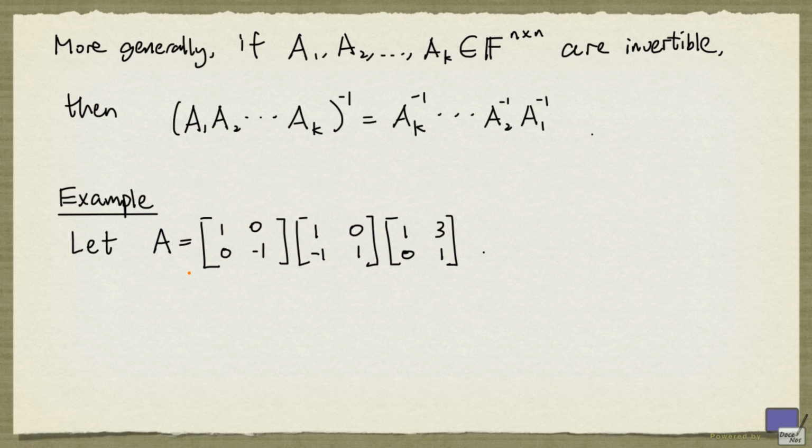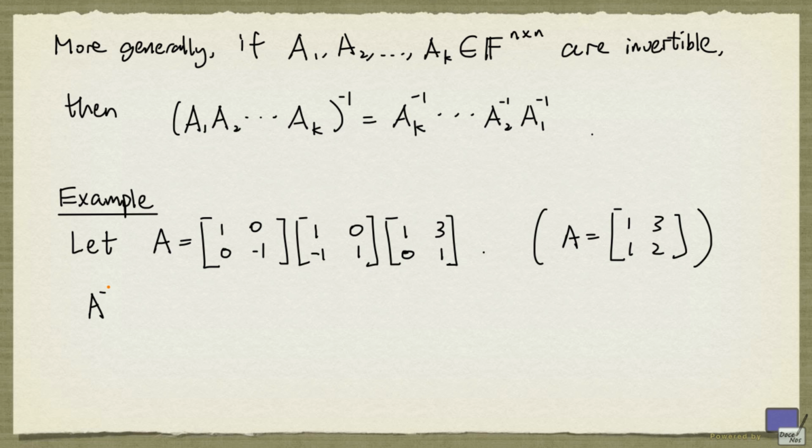So let's look at an example. Suppose that this is my matrix A. So it's the product of three matrices. In fact, all these matrices are elementary matrices. Now, if you multiply them out, you'll see that A is equal to [1, 3; 1, 2].